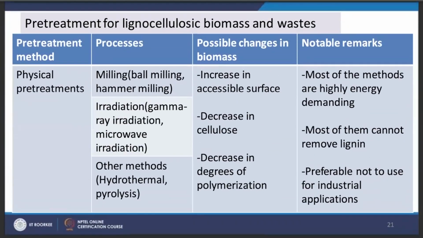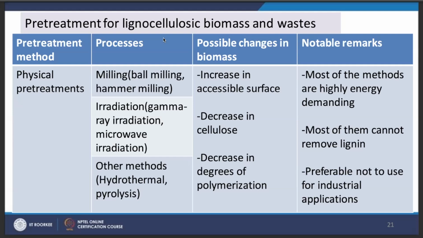In the physical pre-treatment, the process to which we are subjecting our raw material, which is high in lignocellulose or lignin constituent, we either subject it to milling, that is, we are making it into smaller sized particles of the raw material or waste material. We are subjecting the raw material or the waste material to irradiation and other methods such as hydrothermal or pyrolysis, right?